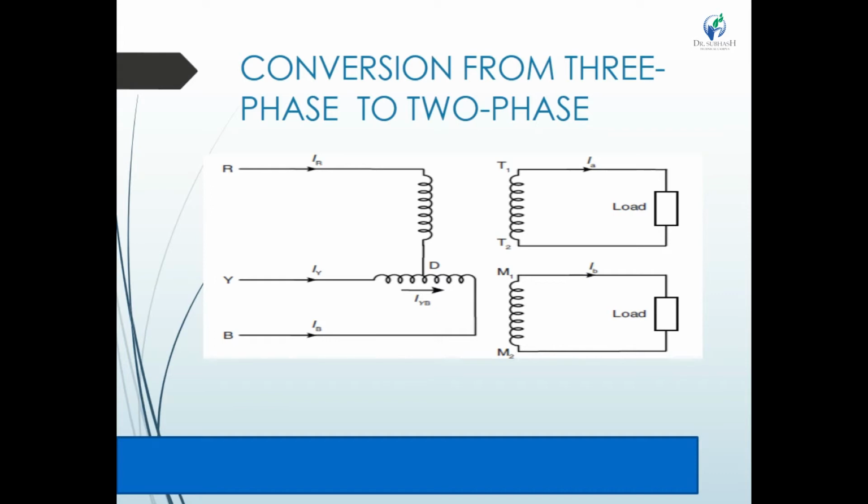Some advantages of the Scott connection are: first, if the load is balanced on one side of the transformer, it will be balanced on the other side as well. Next, this connection allows three phase to two phase conversion.